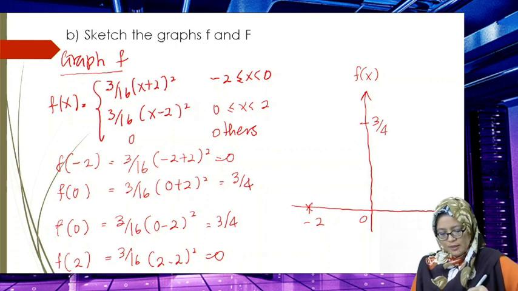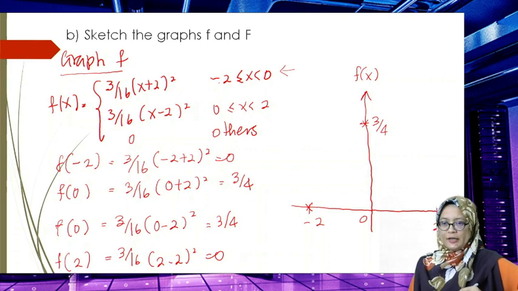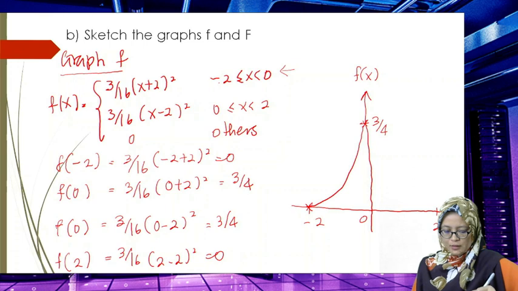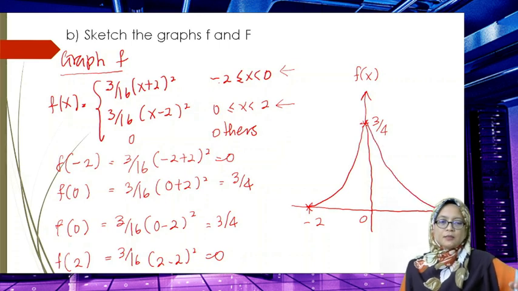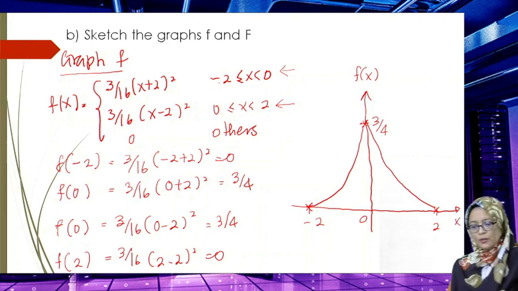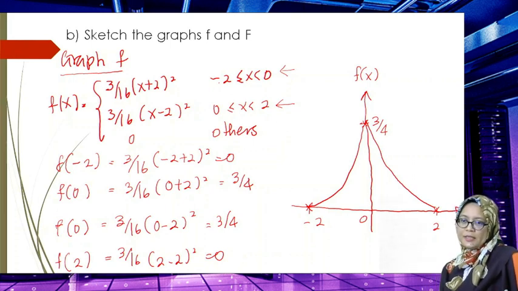f of 0 has value 3/4. Okay, so looking back, in the interval negative 2 to 0, the function is quadratic. So the points we have, we must sketch as a quadratic curve. Then f from 0 to 2, in this interval the function is also (x minus 2) square, so also quadratic. So this is also a quadratic graph. So complete it as quadratic. Do not draw it as a straight line. Okay, so that is the graph of f.